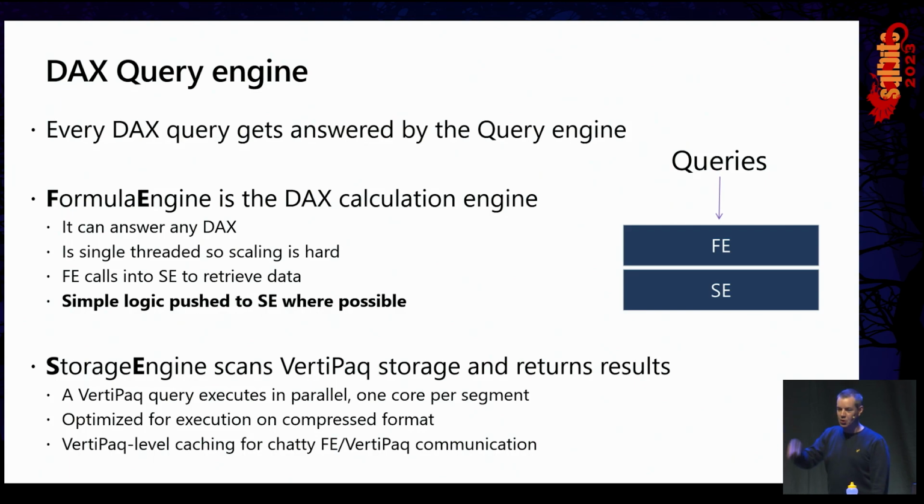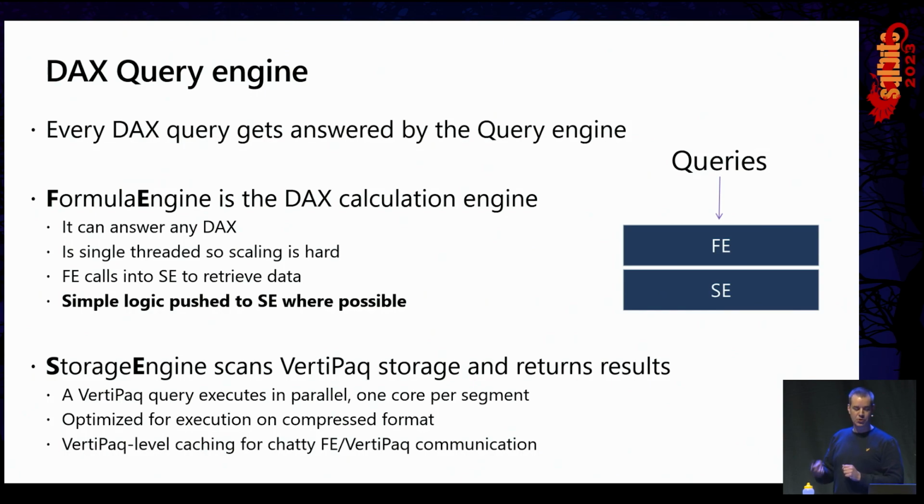Relationships are important. We've loaded the data. Now we're going to query the data itself. Every DAX query gets answered by the query engine. The formula engine is the DAX calculation engine. It can answer any DAX. It is single-threaded, so scaling is hard. The formula engine calls in the storage engine to retrieve data.